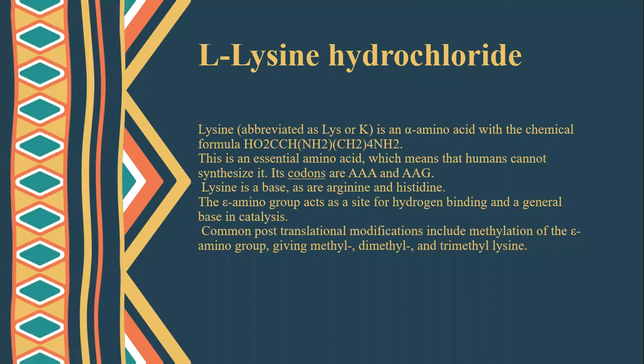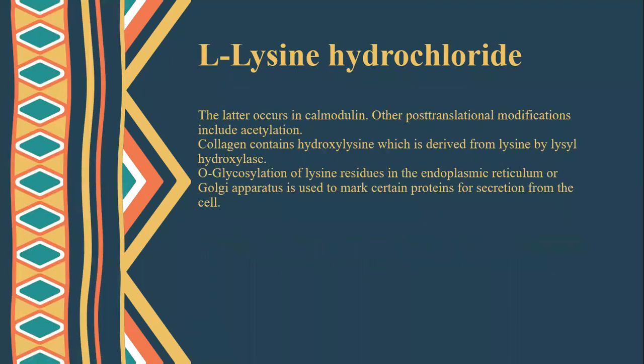The amino group acts as a site for hydrogen bonding and as a general base in catalysis. Common post-translational modifications include methylation of the amino group, giving methyl, dimethyl, and trimethyl lysines. The latter occurs in calmodulin. The other post-translational modification includes acetylation. Collagen contains hydroxylysine, which is derived from lysine by lysyl hydroxylase.